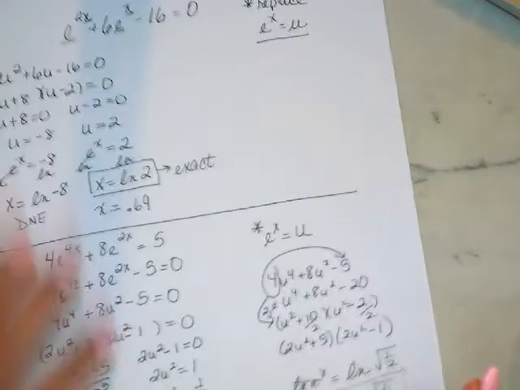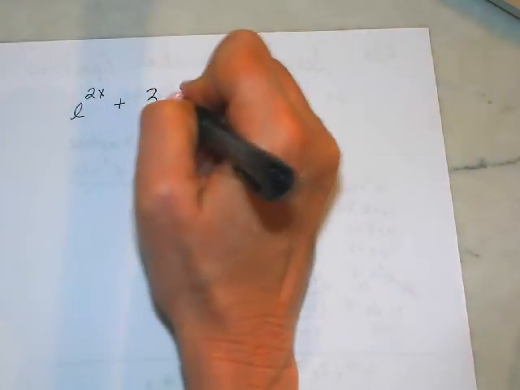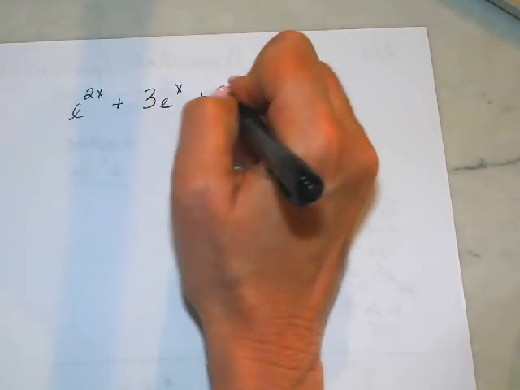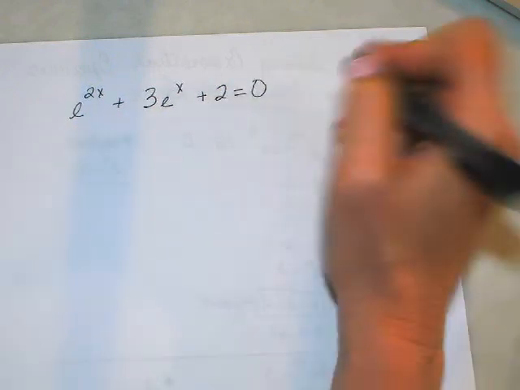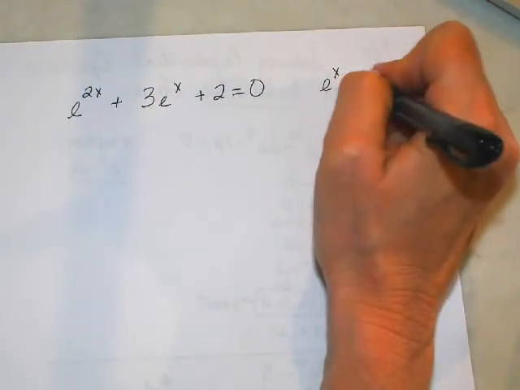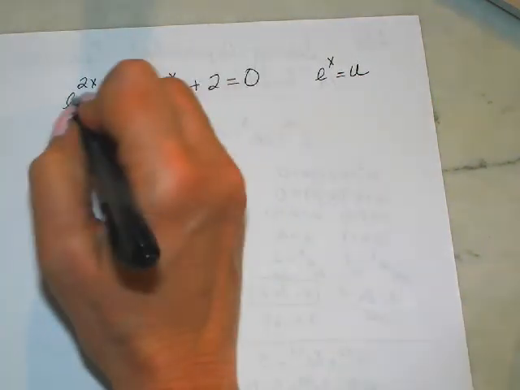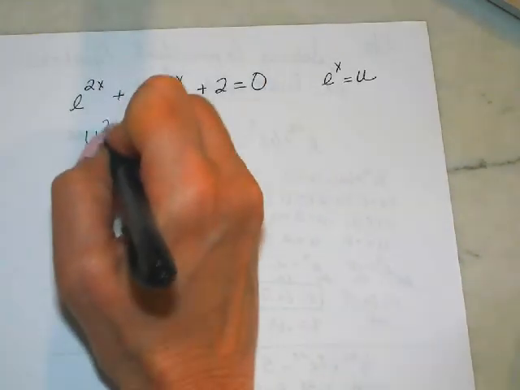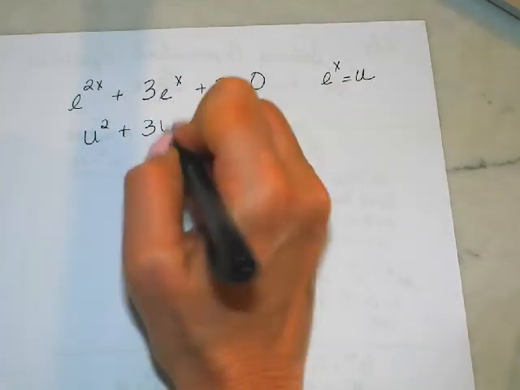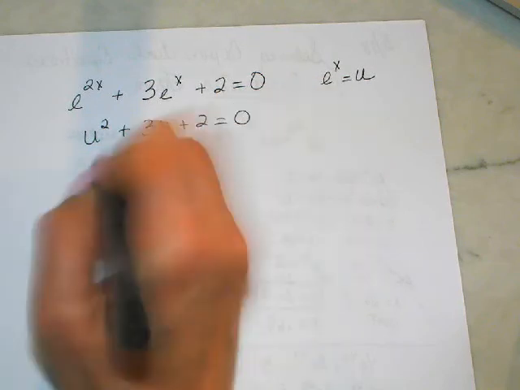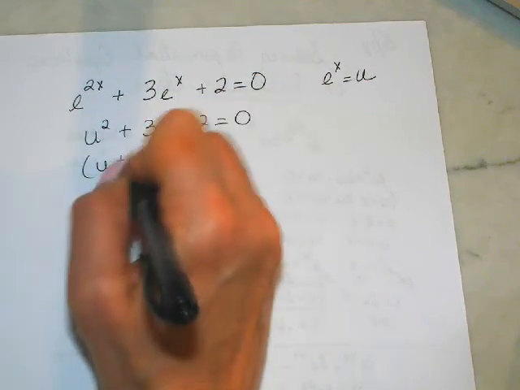Okay, so we're just solving quadratics. We're just going to do one more example, and then I'll give you your homework. Again, e to the 2x plus 3 e to the x plus 2 equals 0. Again, I'm going to replace e to the x with u. I don't replace it with x because then it's too many x's. So e to the x comes out, and it's just u squared plus 3u plus 2.